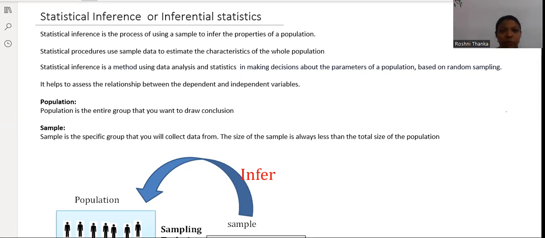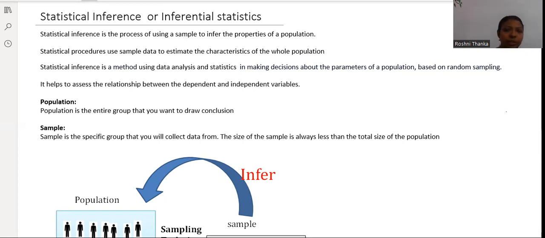So it is a process of using a sample. In the sample, we do all the inference and decision making. That inference is extended, generalized to the population. So in statistical inference, we also use data analytics and statistics to do the decision making.